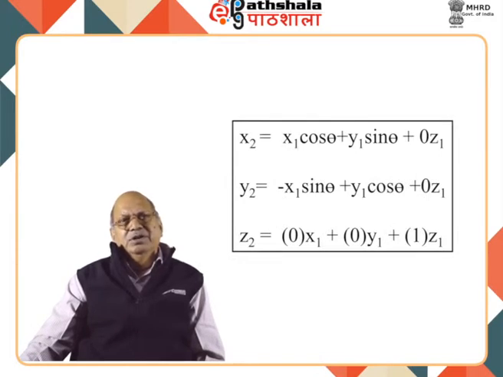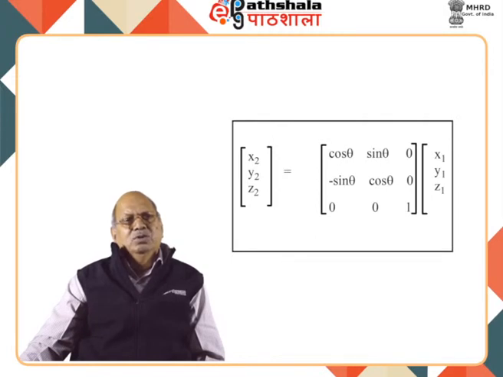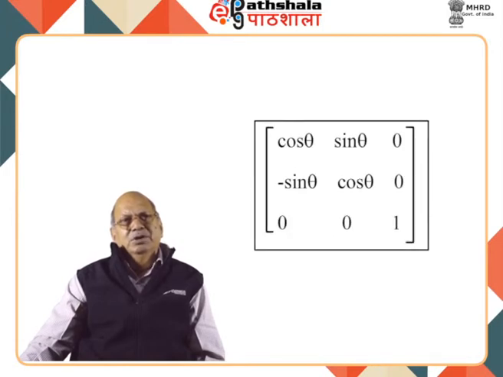Therefore, the equation relating x1, y1, z1 and x2, y2, z2 can be written down like this. x2 is equal to x1 cos theta plus y1 sin theta plus 0 z1, y2 is minus x1 sin theta plus y1 cos theta plus 0 z1, z2 is equal to 0 x1 plus 0 y1 plus 1 z1, or we say the new coordinates x2, y2, z2 are equal to the matrix corresponding to Cn rotation, that is cos theta sin theta 0, minus sin theta cos theta 0, 0 0 1.